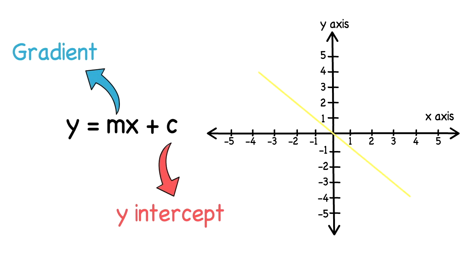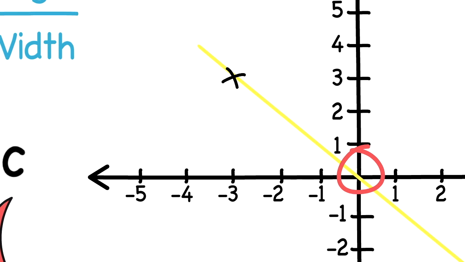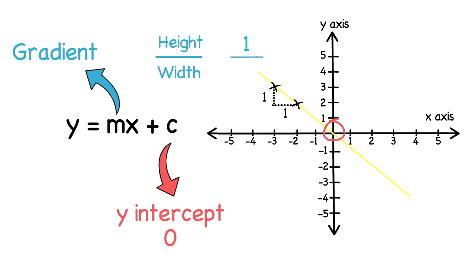In this example, our line is going in the opposite direction, but we treat it exactly the same. C is where the line goes through the y-axis, so that is 0. And M is height divided by width. So when I make my triangle, I have a height of 1 and a width of 1, which means that my gradient is 1. The only thing to note is that because our line is going down, we put a minus in front of whatever the gradient is. So instead of 1, my gradient will be minus 1.